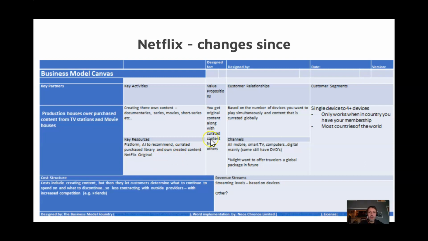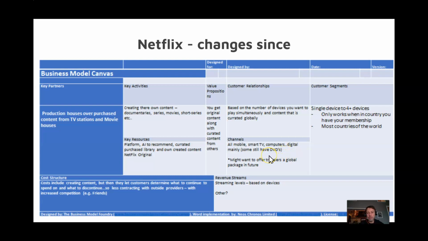if you will. The value proposition is that you get original content along with the curated content from others that we have been providing up to this point. The customer relationship is really based on the number of devices you want to play simultaneously, and content that is curated globally. So they're in about 190 something countries with approximately 200 in the world. They're one of the most global companies that you can actually study. Channels. It's all mobile and smart TVs, mobile devices, computers, digital mainly.